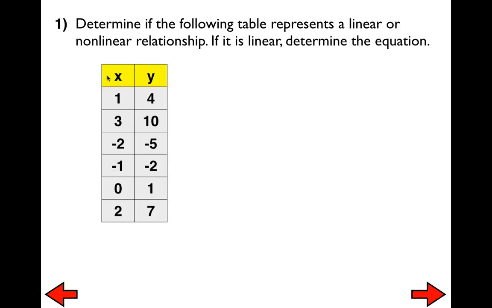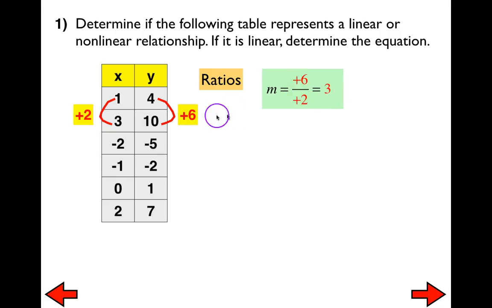So now let's take a look at something like this. The instructions are going to be slightly different. It says determine if the following table represents a linear or nonlinear relationship. If it is linear, determine the equation. So what you're going to want to do first, just like in the previous slide, is find out the change in y over the change in x. So here, how did 4 become 10? You added 6. How did 1 become 3? You add 2. So the ratio would be 6 over 2, which is 3.